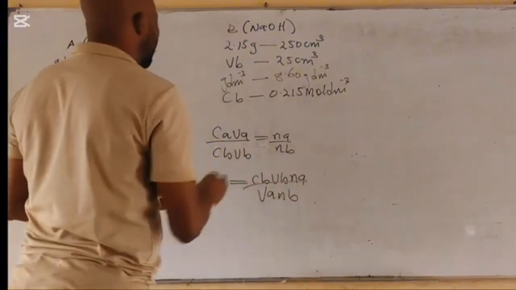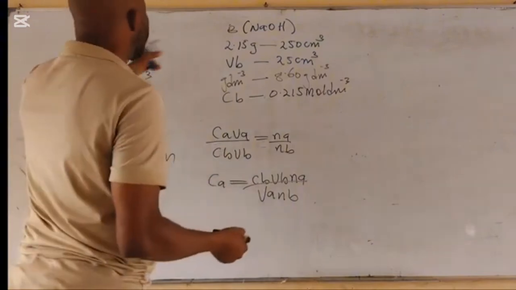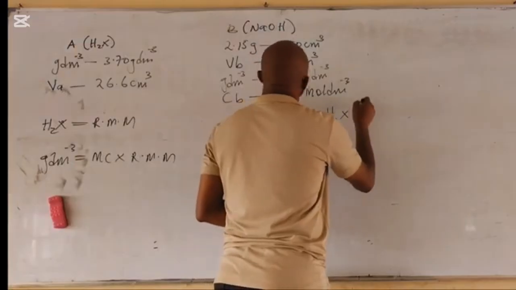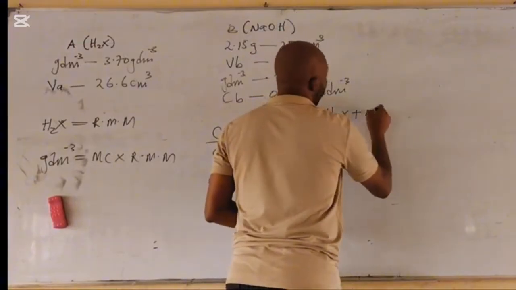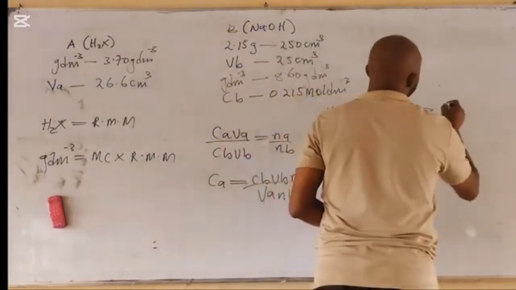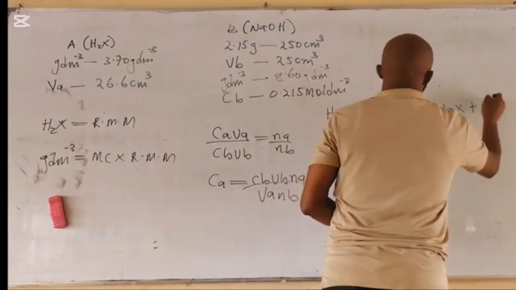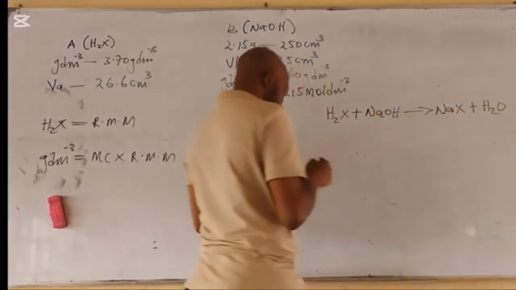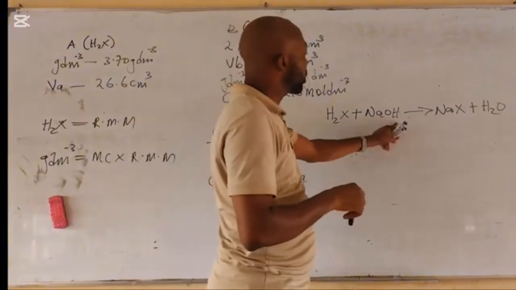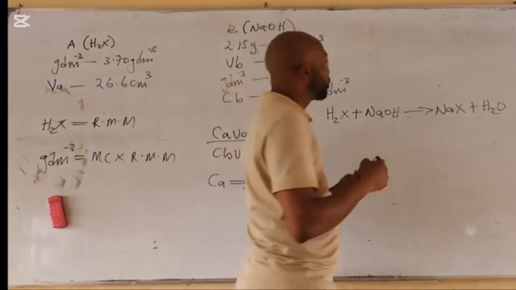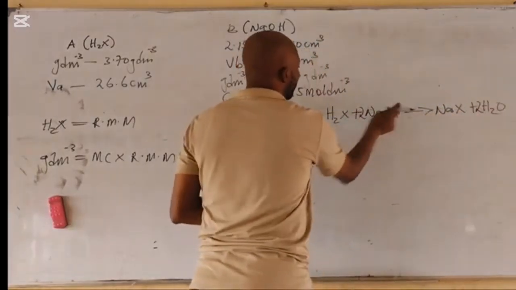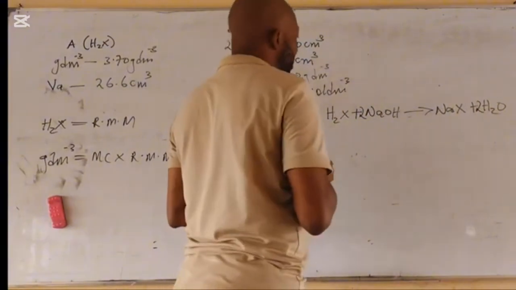But then, what is the number of moles of acid and number of moles of base? It means the equation of reaction must be balanced. So I come back here, I have H2X plus sodium hydroxide. This will give me sodium X plus water. Now, let's check if it is balanced. If it is not, we balance it. We have 2 hydrogen here plus 1 hydrogen, that's 3. Then we have 2. If I put 2 here, I will have 4 hydrogen. I put 2 here, I have 2 plus 2, 4. So my hydrogen is balanced.